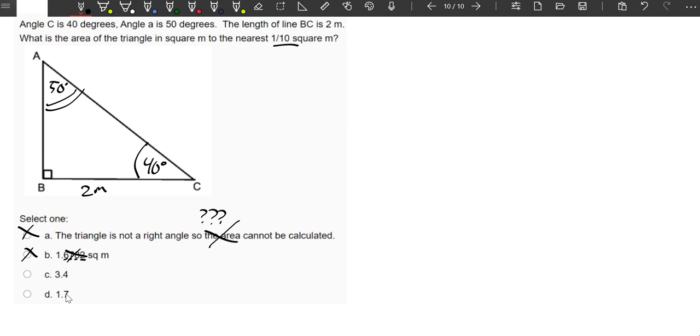Chances are really good that it's going to be 3.4 because this side is already 2 meters and this side would need to be less than a meter in order to make D work, but we'll try it out. So the area of a triangle is base times height over 2. Our base here is 2 meters, and our height is going to be, well, we need to find it out. We could use either the 50 or the 40 to find the height. I don't care which one. So let's use the 40.